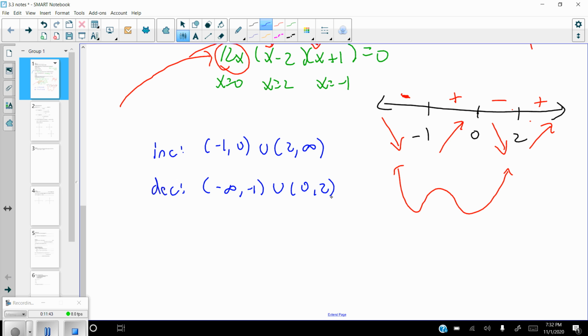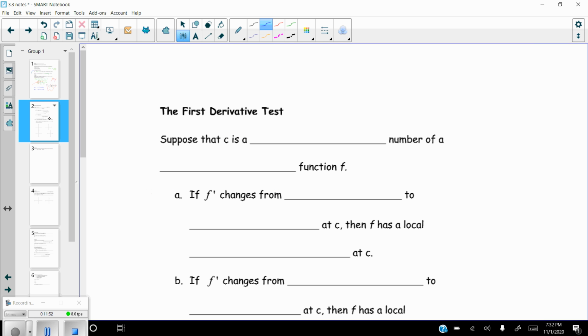Okay, let's look at the next thing. So that's the increasing and decreasing. The first derivative is going to tell you increasing and decreasing. It's going to tell us some more information as well. So the first derivative test says, suppose that C is a critical value, or a critical number of a continuous function f. So it does have to be continuous. So suppose that C is going to give us a critical number of a continuous function.